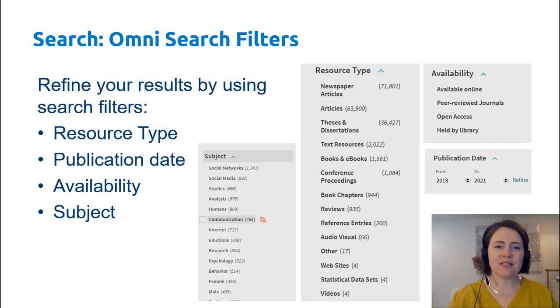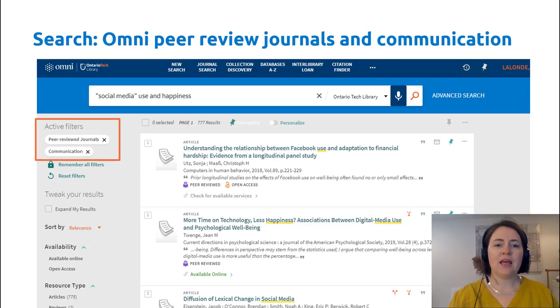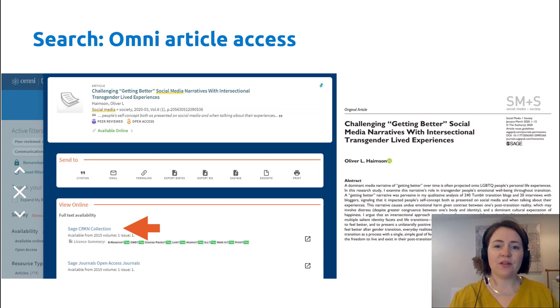Lower down in the filter options, there's also a subject filter, where you can limit results to a subject, such as communication. This can be a useful filter when you're finding articles from other disciplines creeping into your results. If I choose to add the subject filter for communication, as I've done here, I can make my results even more concise.